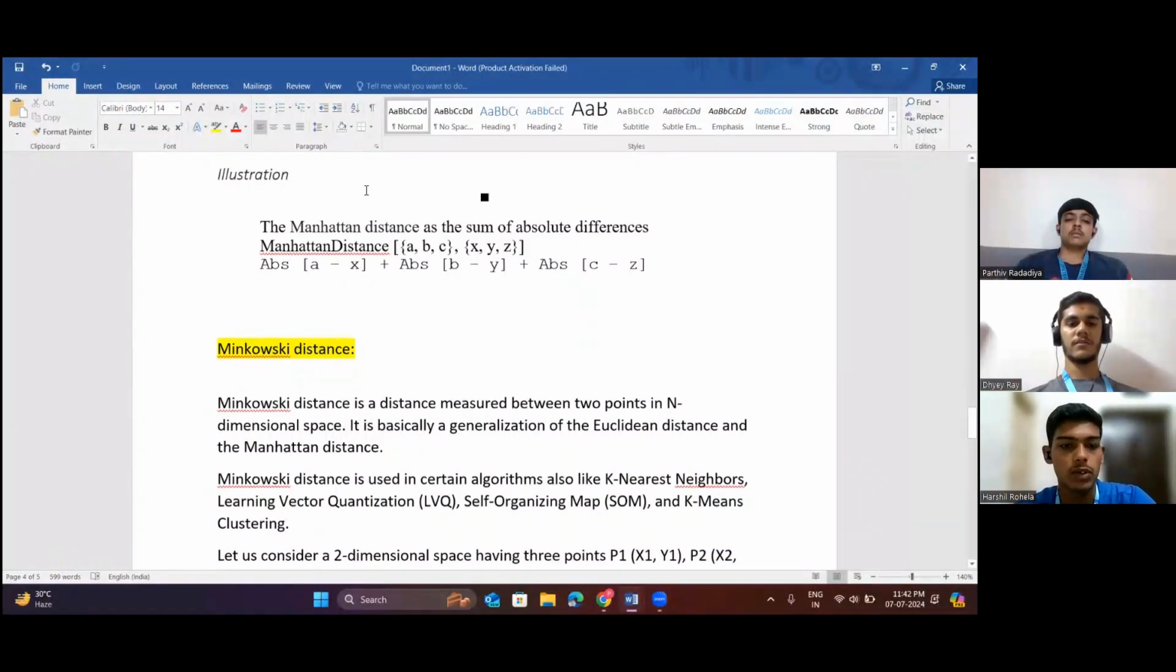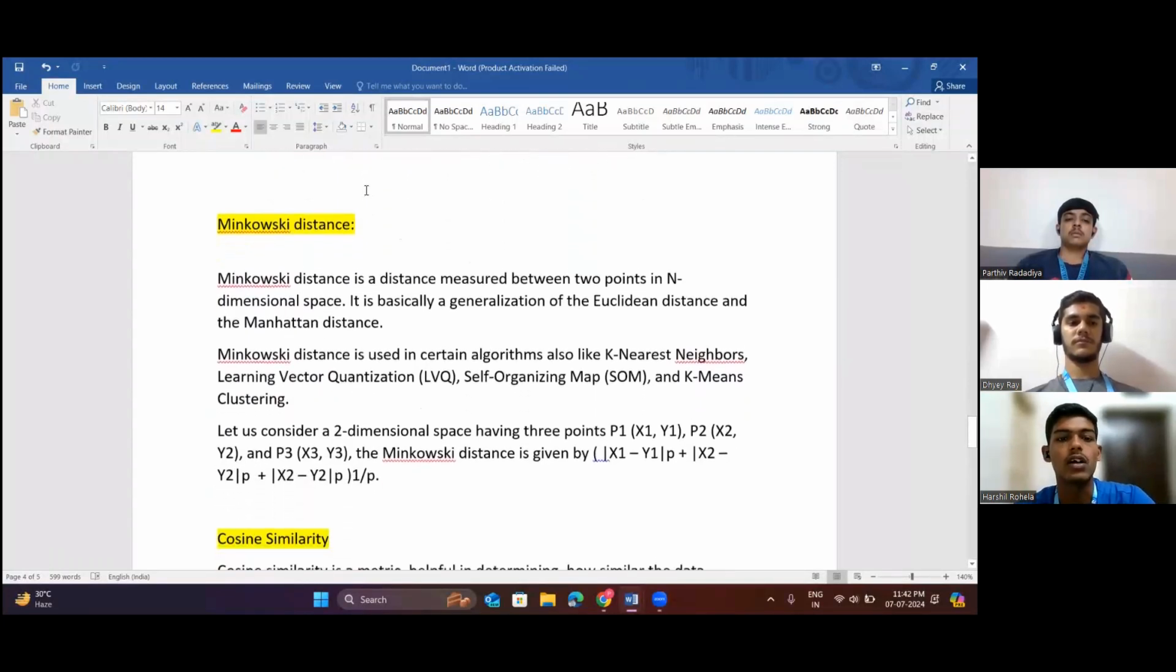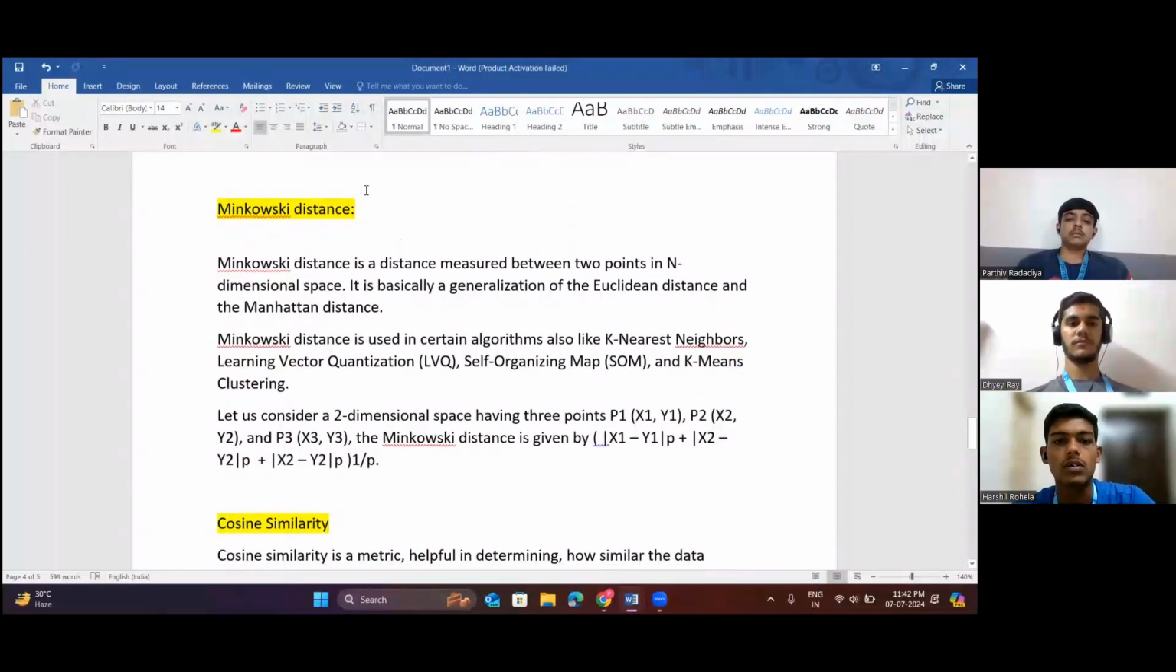Then the third technique is Minkowski distance. It is the distance measured between two points in n-dimensional space. It is basically a generalization of Euclidean distance and Manhattan distance. It is used in algorithms like k nearest neighbors, learning vector quantization, self-organizing map, and k-means clustering also.